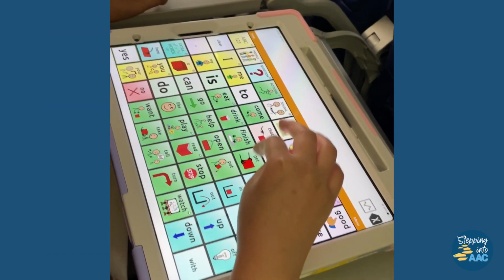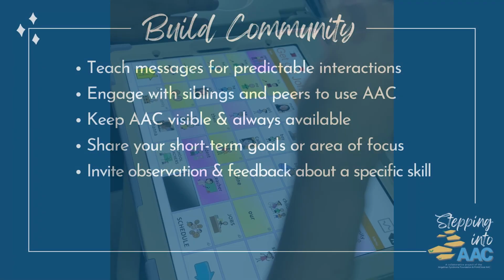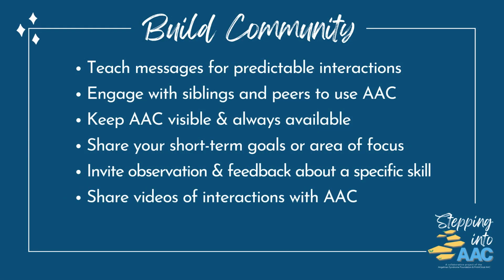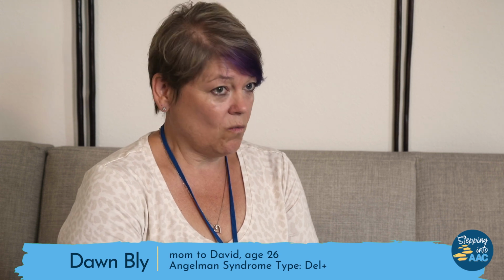Share them with school and service providers. Share them with extended family and neighbors. Seeing what it looks like to use AAC can help others understand the power of the tool and the potential of your learner. So many others aren't open to it, aren't understanding of it. So in our community, right.